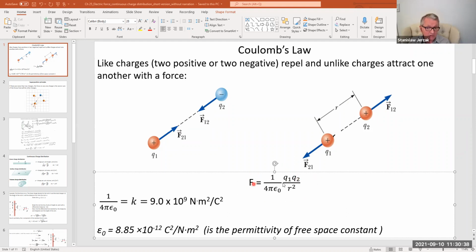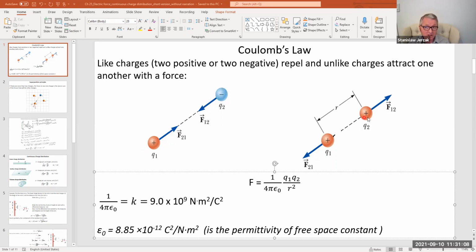And the force depends on the product of both charges, Q1 and Q2. So even if Q1 is not equal to Q2, these two forces are of the same magnitude. Of course, these two forces are action-reaction forces. And by Newton's third law, if Q1 is attracting Q2, Q2 must attract Q1 with the same magnitude of the force, along the line connecting these two charges.